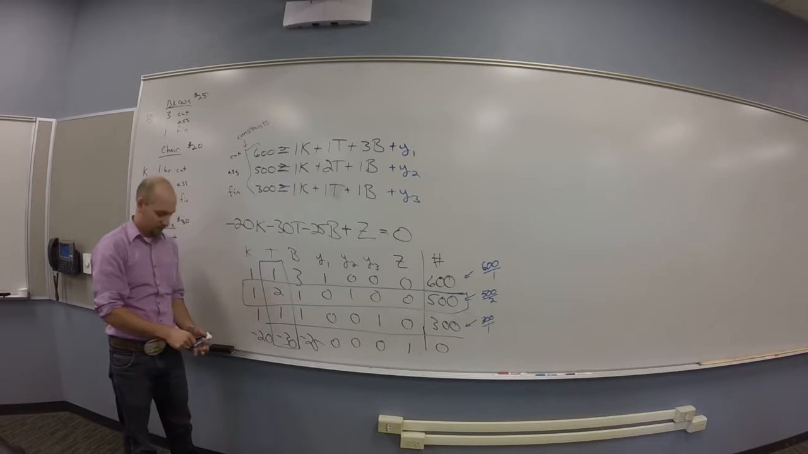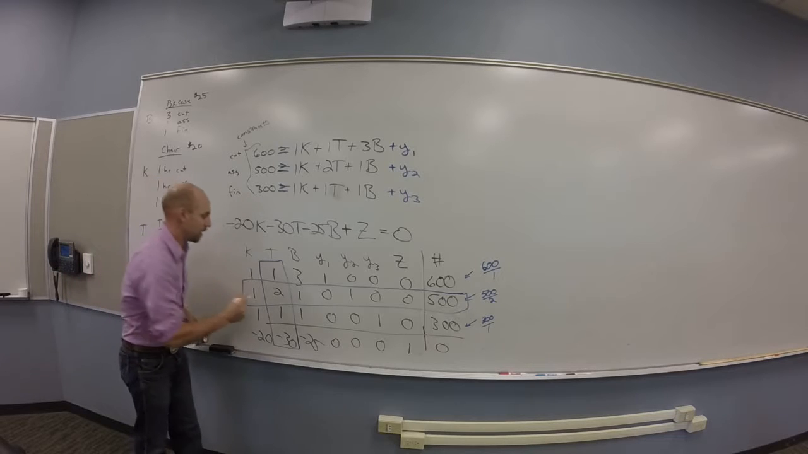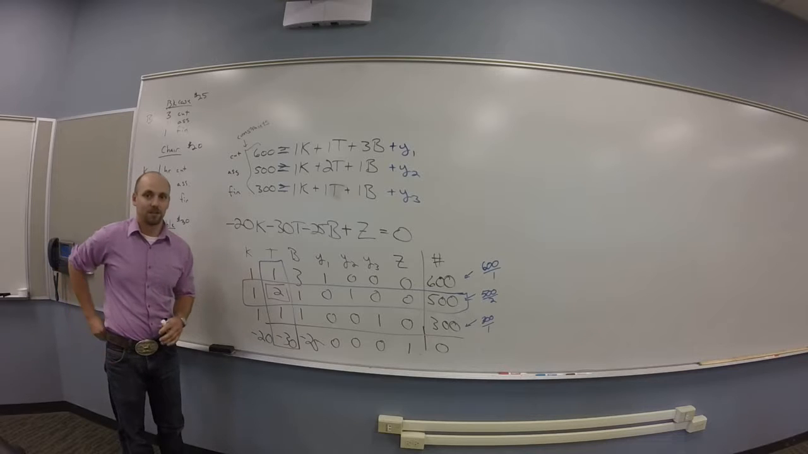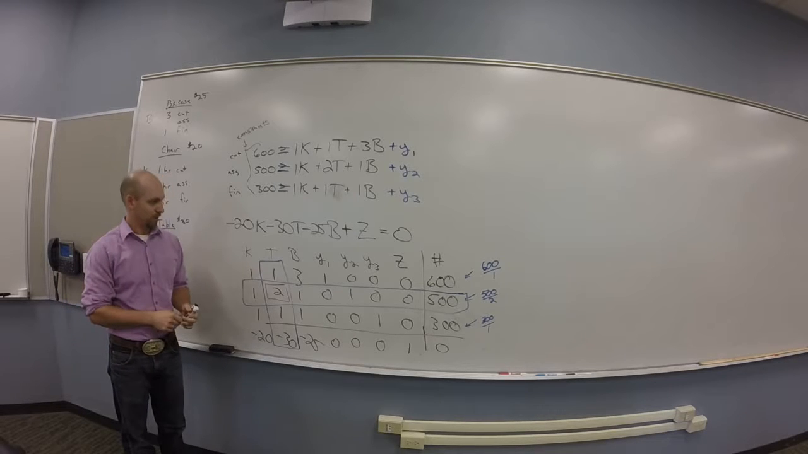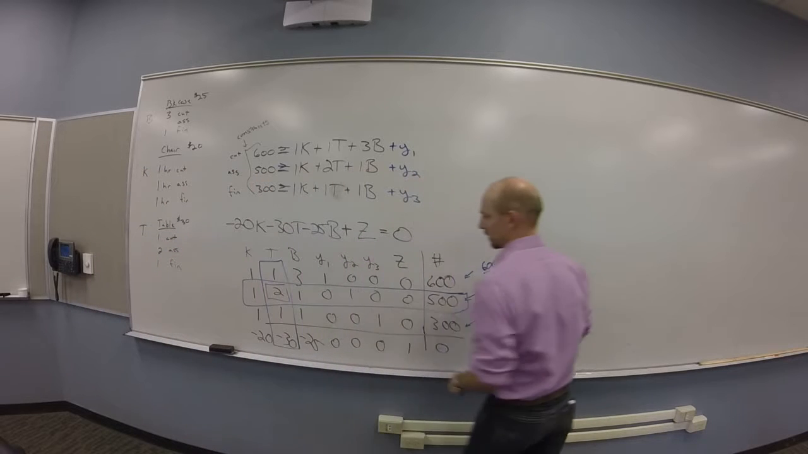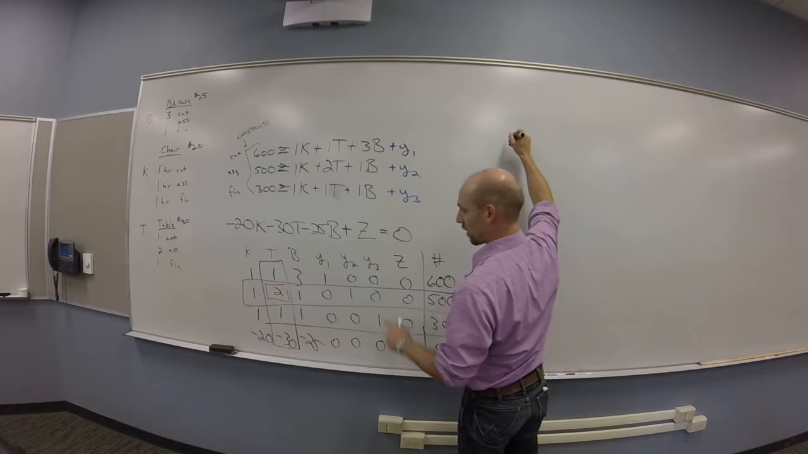This is my pivot. What do I do with my pivot? You want it to be one? Yes. Yeah, I need to make that into one. Okay. So how do I make that into one? Divide the whole row by two. What do I do with everything else? Leave it. Okay.